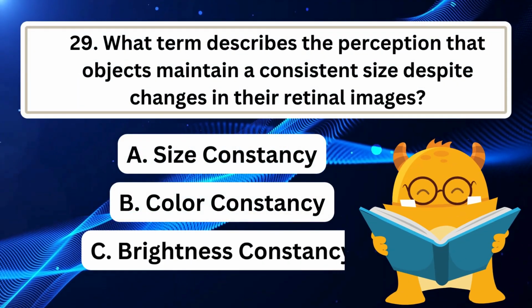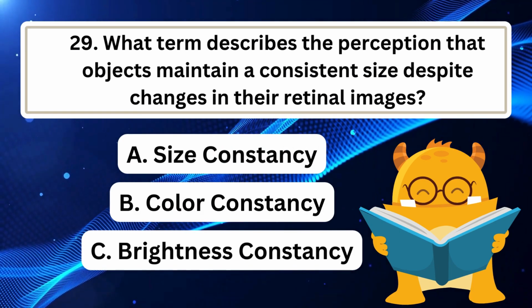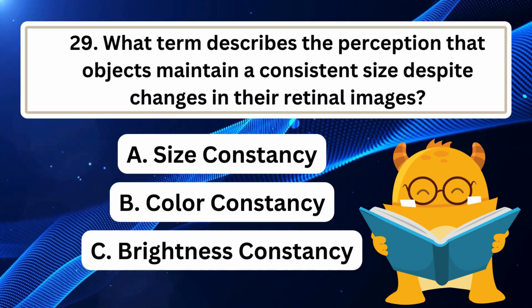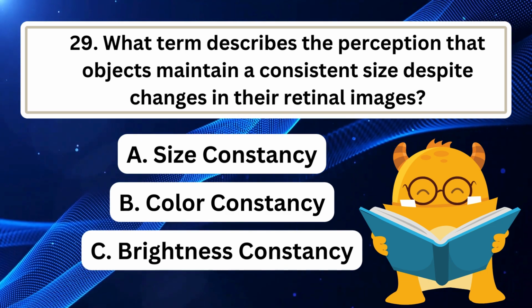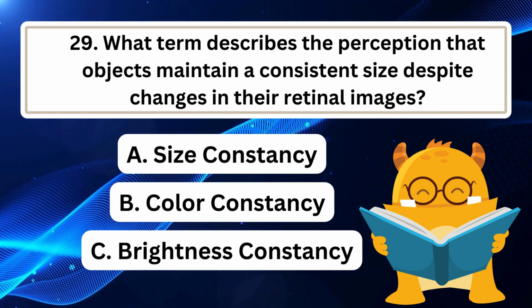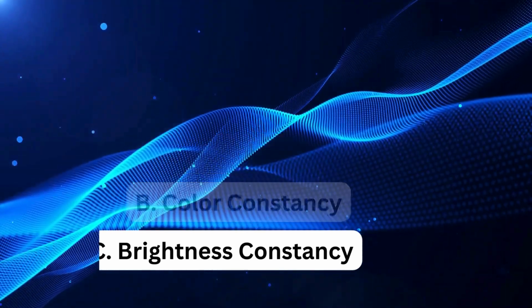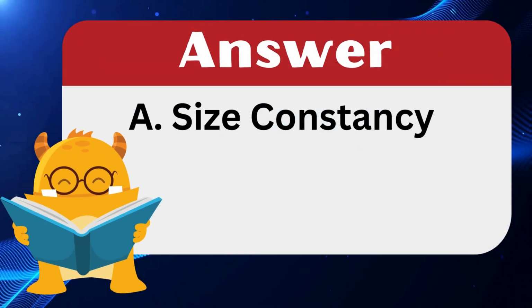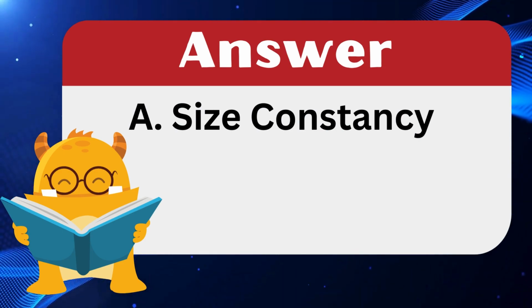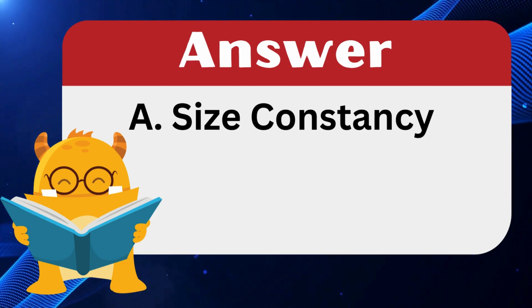29. What term describes the perception that objects maintain a consistent size despite changes in their retinal images? A. Size constancy. B. Color constancy. C. Brightness constancy. A. Size constancy. Size constancy allows us to perceive objects as maintaining a consistent size despite changes in their retinal images.